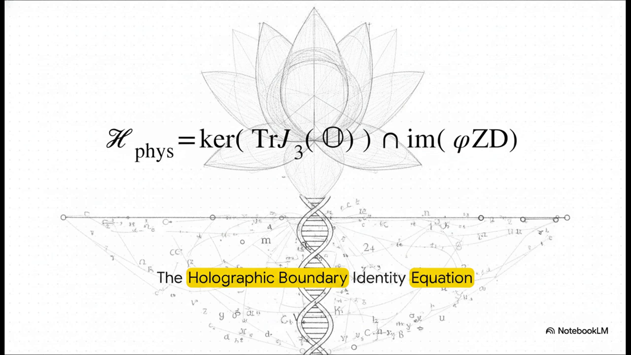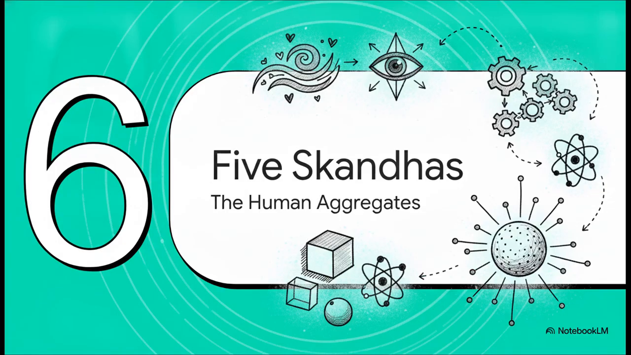It shows that physical reality exists precisely at this holographic boundary. It's the exact intersection where a state is completely empty of net content, but simultaneously structured and formed by these algebraic boundaries. And that brings us to our final act.